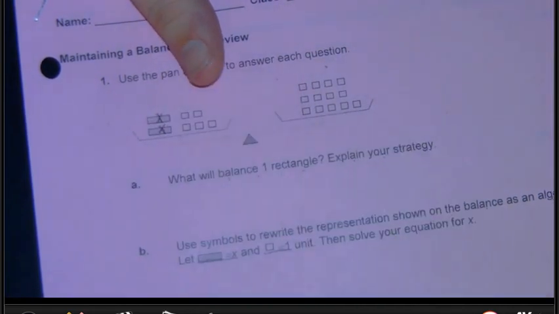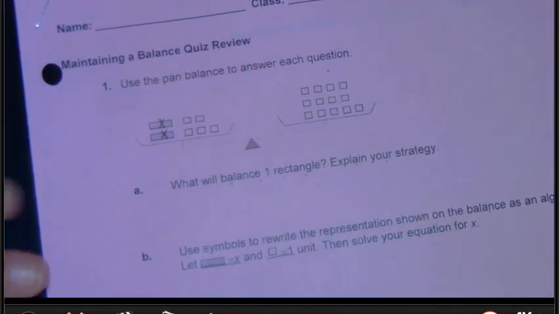What will balance one rectangle and explain your strategy? Then it says use the symbols to rewrite the representation shown on the balance as an algebraic equation. Let each rectangle equal x and each square equal 1. And then solve our equation for x. So we're going to do both of these in the same sentence. We're going to actually write the equation, solve it, and that's going to tell us what is going to balance one rectangle.